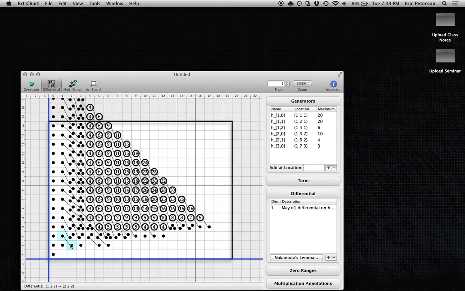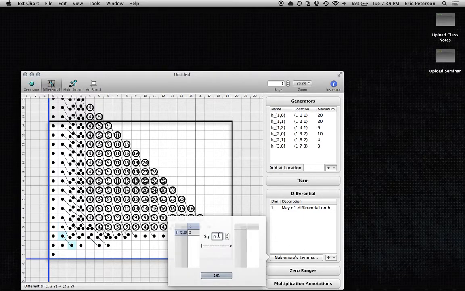So if I pick a particular differential down here, this is the class h20, and that's the differential sending h20 to the product h10 h11. Then I can apply Nakamura's lemma to this differential. Nakamura's lemma computes the standard squaring operations in the May spectral sequence, and then asserts that the differential intertwines with them appropriately. So for instance, here's square 0 applied to h20, you get h21. More interestingly, if you apply square 1 to it, then you get h20 squared.